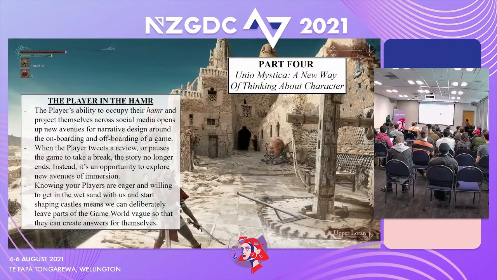Cool, right. So the player and the harma, still on here. Okay, so the player's ability to occupy their harma and project themselves across social media opens up new avenues for narrative design around the onboarding and offboarding of a game. When the player tweets a review or pauses the game to take a break, the story no longer ends. Instead, it's an opportunity to explore new avenues of immersion. Knowing that your players are eager and willing to get in the proverbial wet sand and build sandcastles with us means that we can deliberately leave parts of our game worlds vague so that they can create answers for themselves.